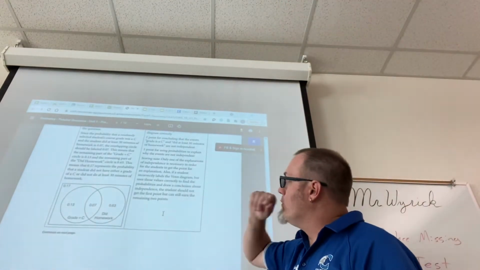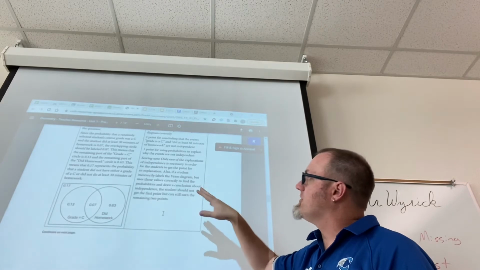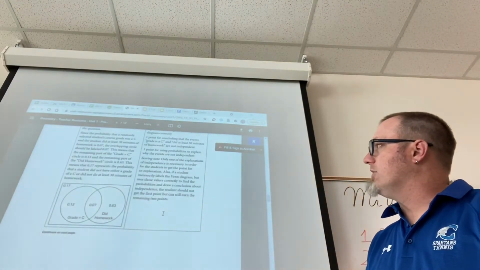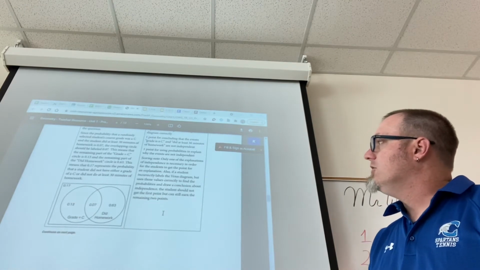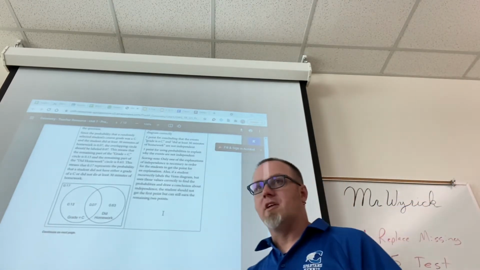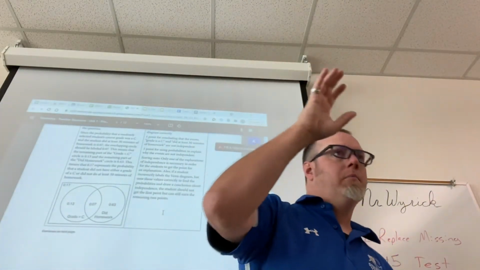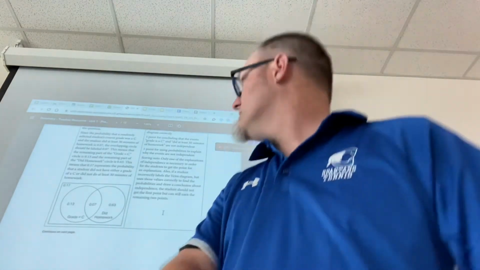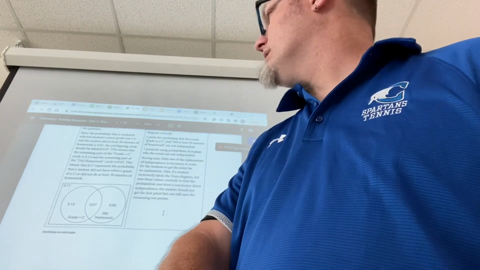Scoring note, only one of the explanations for independence is necessary in order for the students to get the point. If a student incorrectly labels the Venn diagram but uses the values to correctly find the probabilities, they should not get the first point but still can get the remaining 2. Okay, so if you didn't have the Venn diagram right, but you had the rest of the stuff right, you can still get 2 out of the 3 points on this one. So can we just put +2 to the front? Yeah, that's fine. Or 2 out of 3 there or whatever.